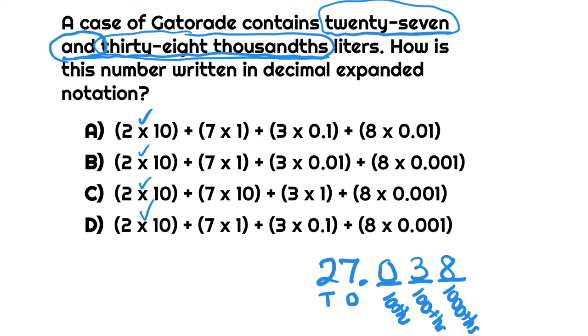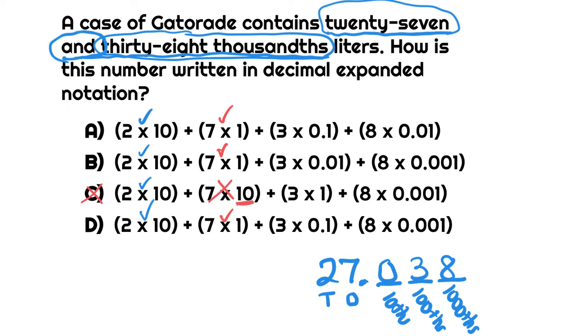Then taking a look at the 7. The 7 is in the ones place. A shows 7 times 1. B, 7 times 1. C says 7 times 10. That would mean the 7's in the tens place. That's not where the 7 is, so C is out. D looks good.